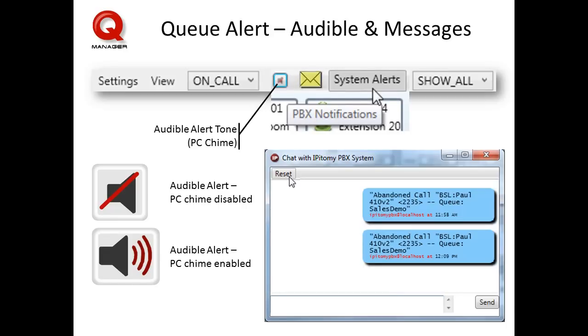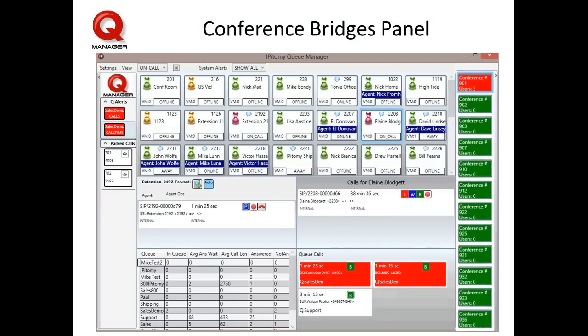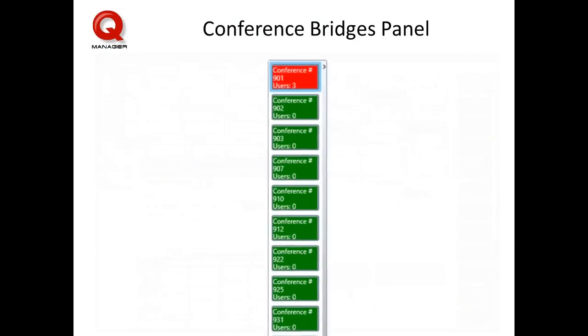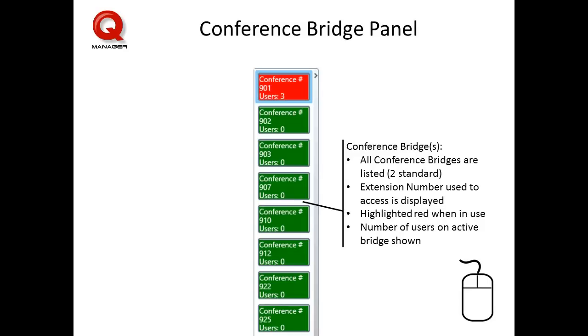On the right side of the Queue Manager screen is the Conference Bridge panel. This panel gives you at-a-glance information about each of the conference bridges in your system. The conference bridge number is listed. This is the number dialed to access the bridge. The number of users connected to the bridge is also shown. Right-click a conference bridge to open the Options dialog. Then left-click on View to open Conference Bridge Controls.